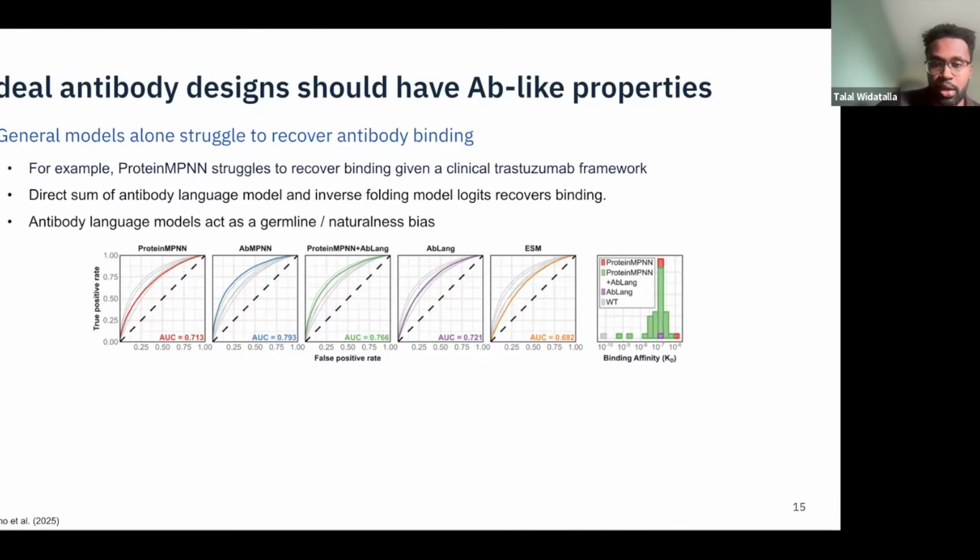As you can see on that plot on the right, the binders that were in the nanomolar range were all from ProteinMPNN plus AbLang, while using ProteinMPNN alone resulted in lower binding affinity. So in this case, the antibody language model is acting as sort of a germline or naturalness bias. You can also see from these plots here, in terms of just a classification setup, using ProteinMPNN and AbLang was superior to the other models.